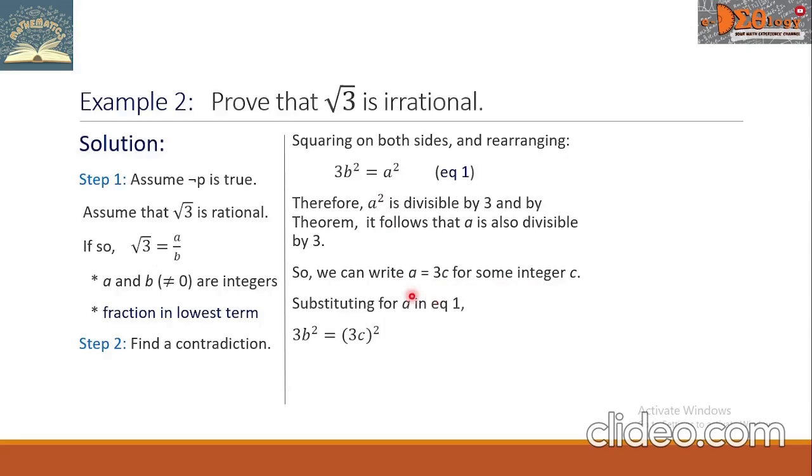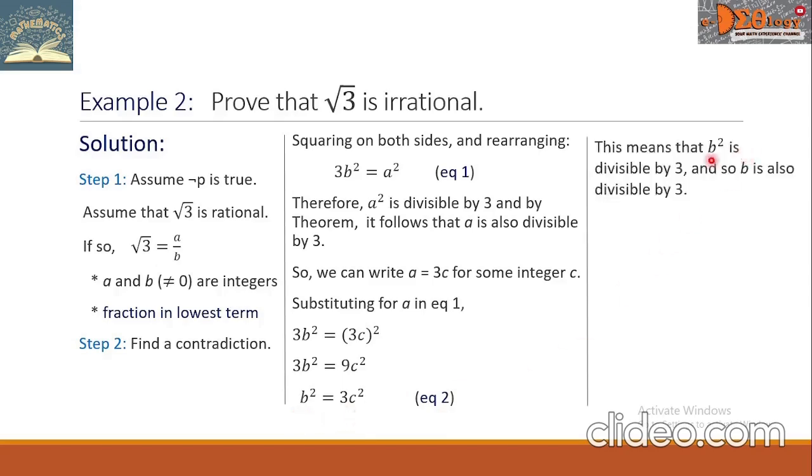Now let us substitute this value of a into equation 1. So we have 3b squared equals the quantity 3c raised to power 2. Simplifying the right side, we have now 9c squared. Let us divide this equation by 3. So the value of b squared equals 3c squared. And this is now our equation 2. From here we can see that 3 is a factor of b squared. It means that b squared is divisible by 3. And so b is also divisible by 3.